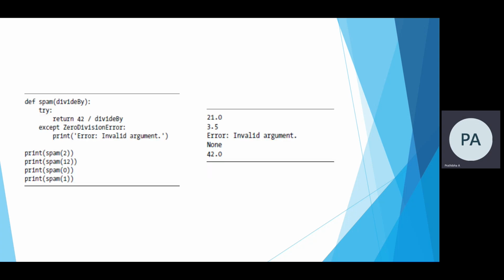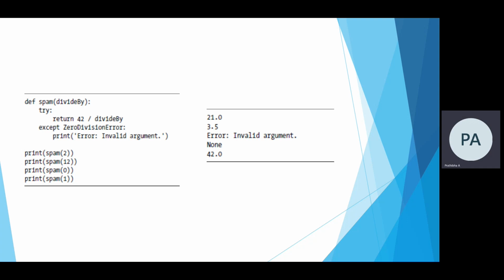You can see the same last example that we saw, now replaced with try and except. We have def spam(divide_by), then in the try clause we keep return 42 divided by divide_by, then except. If you know the exception name you can write it down here, otherwise you can simply use except with a colon, that is enough. For every block you should use a colon. Here it is except ZeroDivisionError, which is an exception name, then again a colon, print 'Error: Invalid argument'.